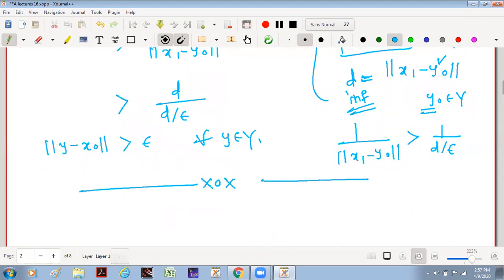Now we will go for proving the next, that is the Riesz theorem. Let me just tell you what the Riesz theorem is. Okay, let us write the statement.